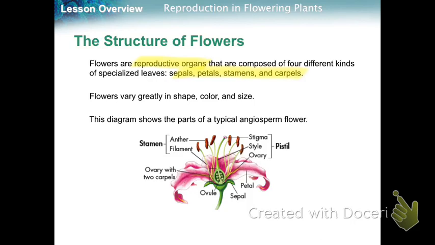Lots of different variations with flowers. You can see here just a generic flower. What you have, the sepals are protective leaves that cover the budding flower, the young flower. The petals you're probably the most familiar with. And then the stamens are what produce the pollen. And then the carpel is here inside the ovary.